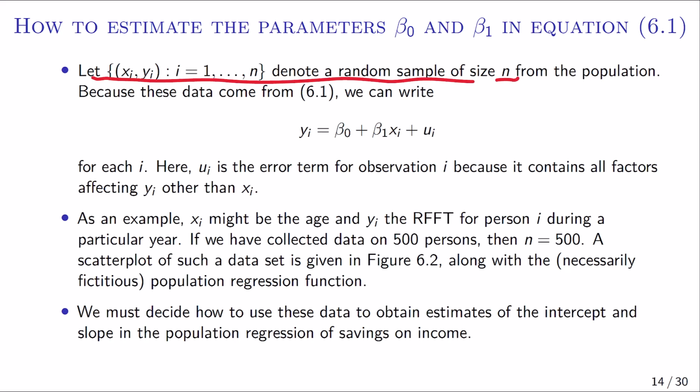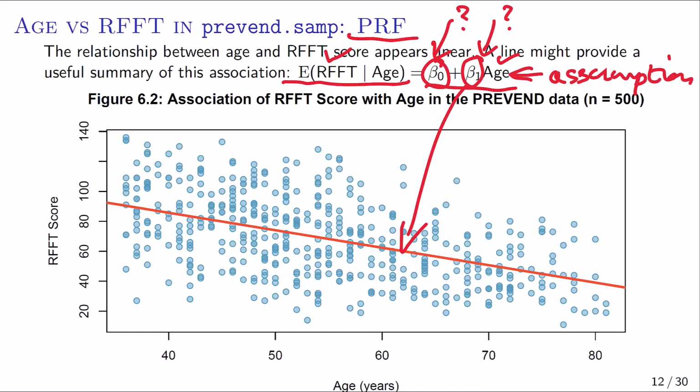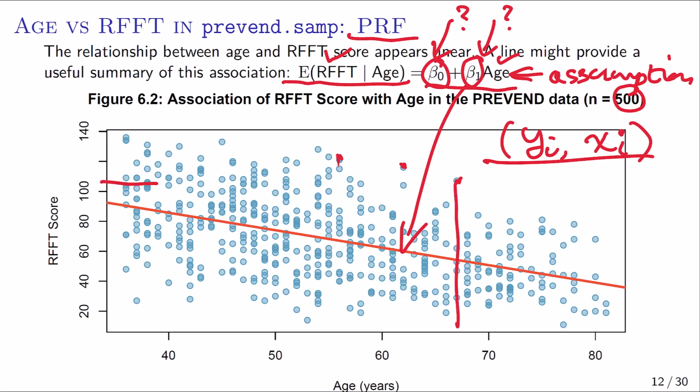How is this population described? The population is described by this model, right? You can go back to this chart. Say we have yi, in this case RFFT scores, and xi, the age. So we observed the RFFT score and age for how many persons? 500 persons, right? We got 500 pairs of those x and y's. That's how we get these dots, right? Each dot has an x, and it has a y. So you get so many dots.